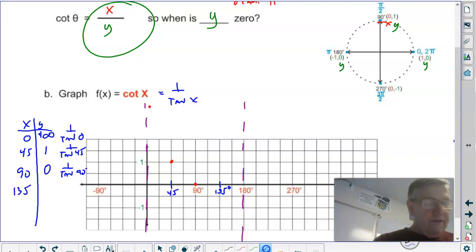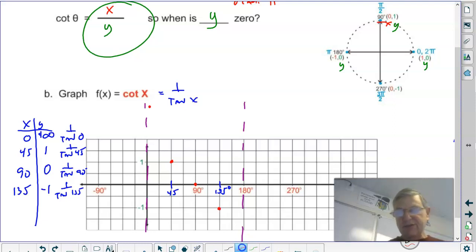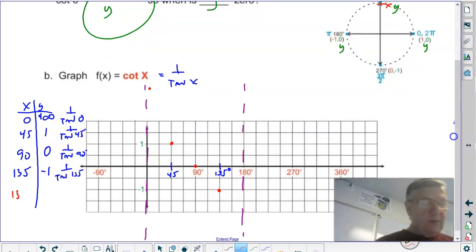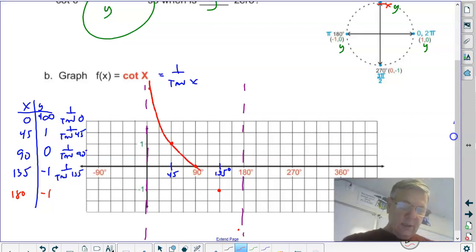All right, 135, 1 over the tangent of 135. So punch in your calculator, 135. Hit the tangent button. Tangent 135 is -1, so 1 over -1 is -1. And so we're right there. And do you see what's happening by now? And then finally, you're going to be at negative infinity at 180. And look what happened to the wave. It just flipped directions, right? So there's your cotangent wave.